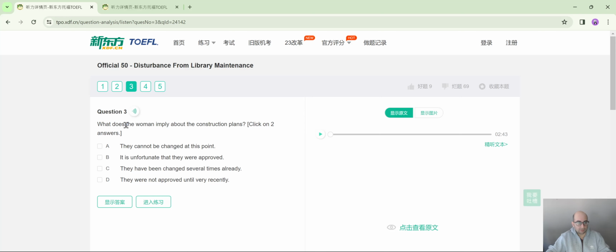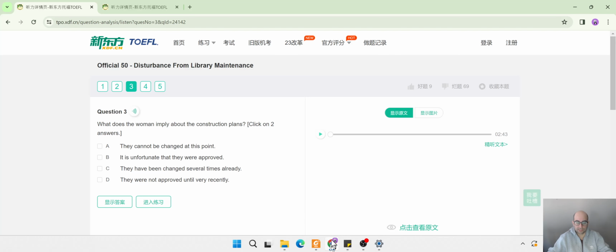So here, what does the woman imply about the construction plans? Oh, okay, so this is kind of a combinational question. It is a connecting content question, and it's also an inference question. So a little bit more challenging, just be a little bit cautious, okay? You wanna find where they're referring to construction plans, and they might not use this language explicitly, but you'll know they're discussing it when you take a look at your notes.